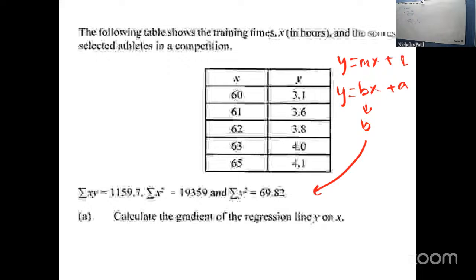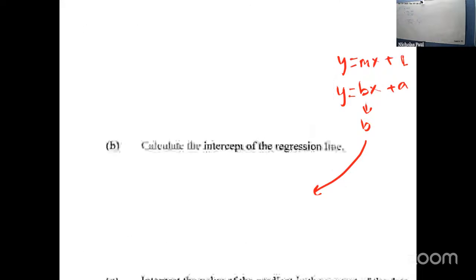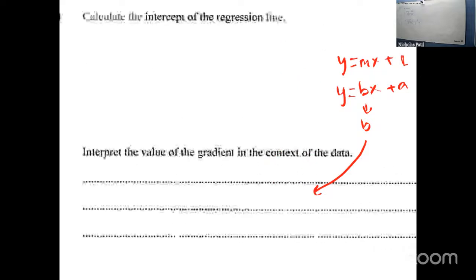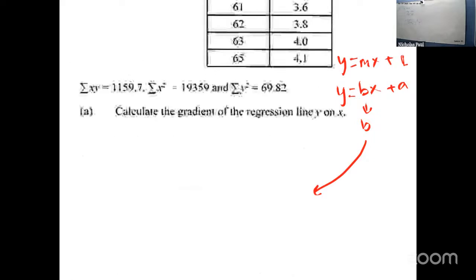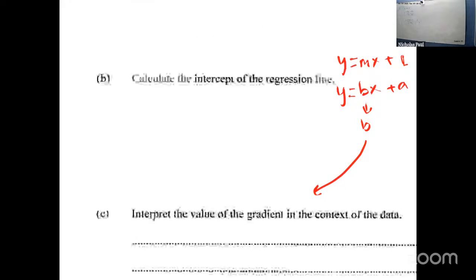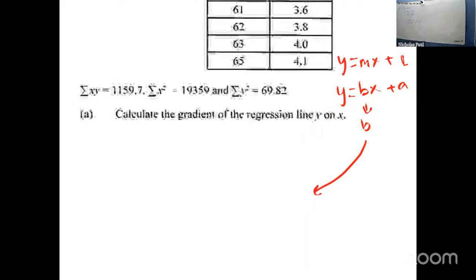Right, before I go to the board, let's just see what they ask for after. They ask for the intercept, so find a. And then interpret the gradient in context of the data. So find your a, that's the y-intercept, and then explain what the gradient represents. I'll give you 2 minutes and then I'm going on the board to work it out.